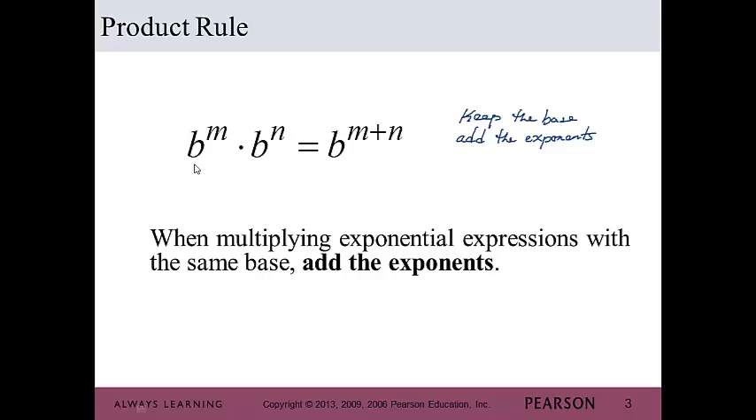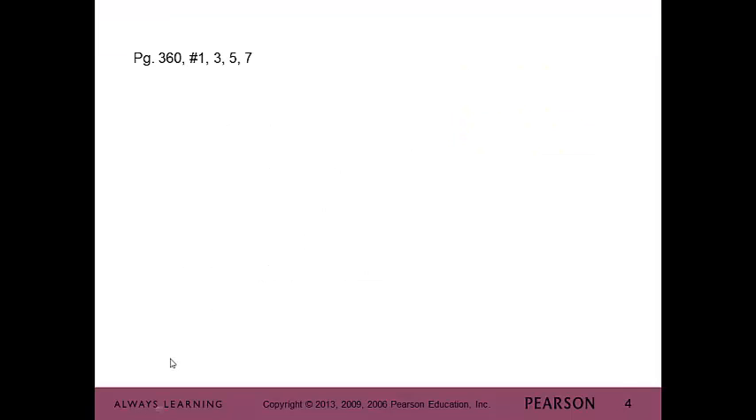The base being the b and the exponents are the m and the n. So b to the m times b to the n is going to be b to the m plus n. So let's go in our books to page 360 and let's look at the following problems, starting with number 1. And it says multiply each expression using the product rule.